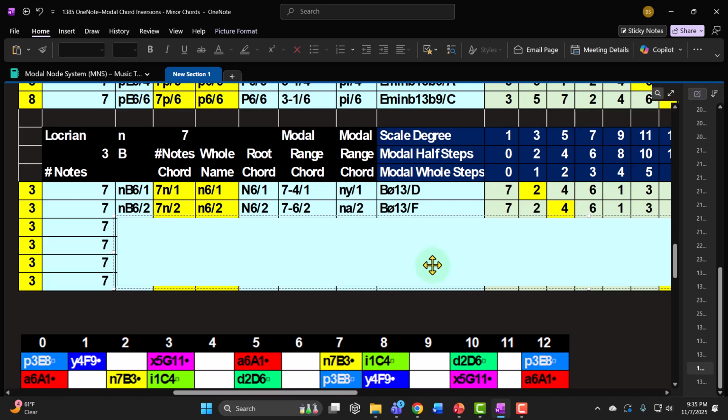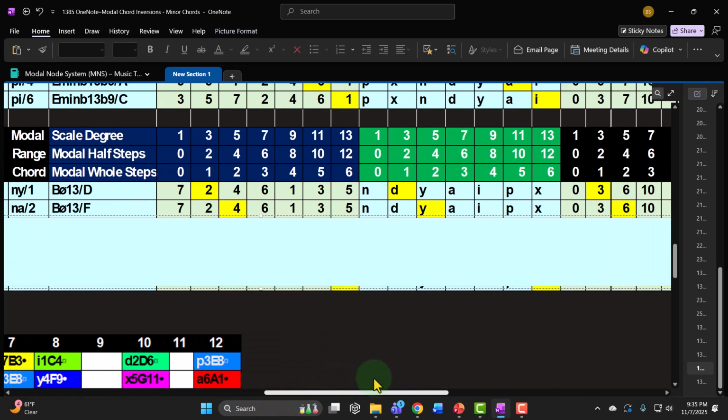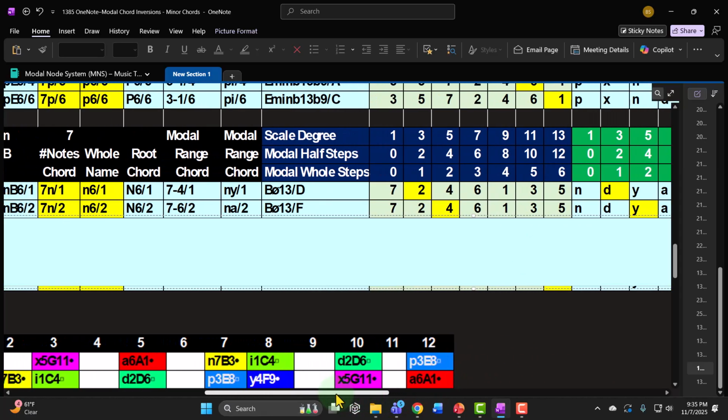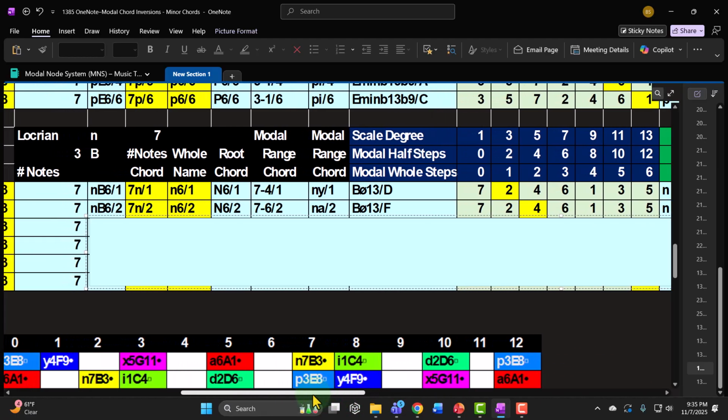Next, we have a second inversion. So that would be a B half diminished 13/F, because we would go 2 notes up, which is nodal point 4, which happens to be in the collection of notes around the key of C, an F. I'd rather call it a 7in/2 or in6/2, which would be a 7-note Locrian second inversion, or a Locrian 6 modal whole step second inversion, meaning go 2 modal whole steps up, landing me on the Lydian, making it the lowest note in the chord, the point of inversion.